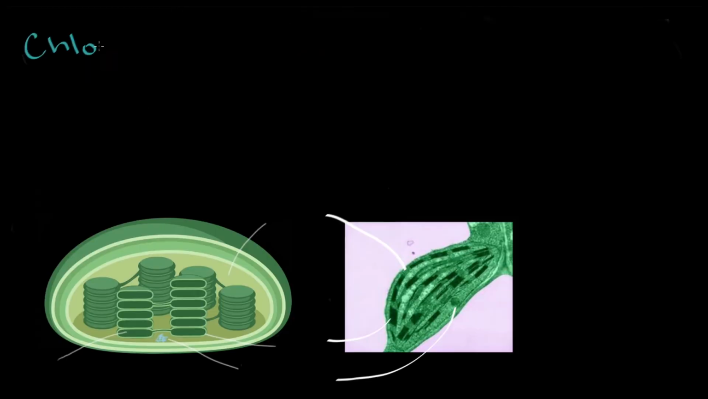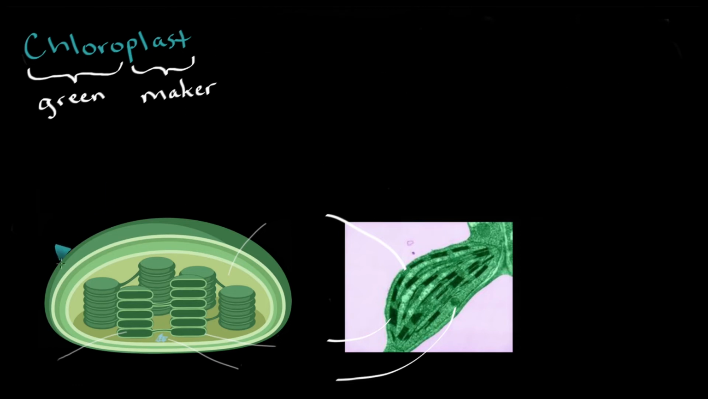And the kitchen where all this work happens is the chloroplast, literally the green maker. The chloroplast is a little organ or organelle present in some plant cells, and it's what makes plant cells and ultimately plants green. And this is because the chloroplasts bear the green pigment chlorophyll.